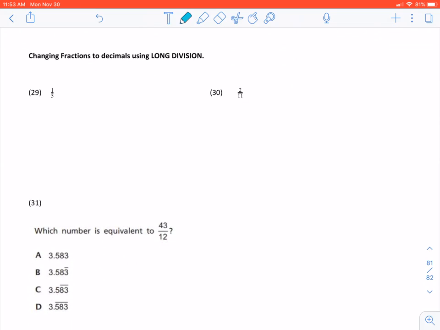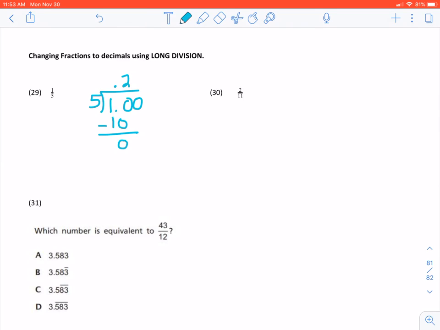All right, so let's now change over to decimals. We're going to be using long division, so 1/5. Remember, we're going to tip that fraction over. The 1's going to go on the inside, and we're actually going to divide. So 5 goes into 1. It does not. So I'm going to add a decimal, add a 0. 5 goes into 10 twice.